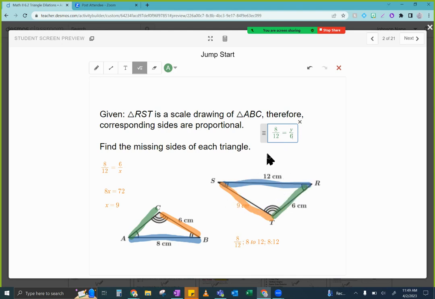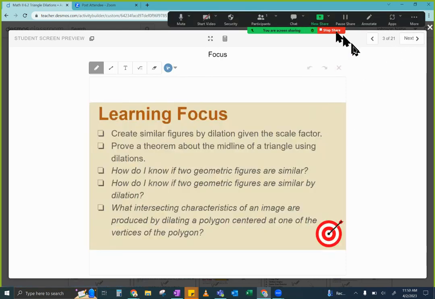And then I would do the same thing again. I would cross multiply, so I get 48 equals 12y. And then we go again, and we get 4 equals y. Ta-da! And we're done. So that's how you find the missing sides of that triangle. Make sure that you know how to do this. There's going to be a couple practice problems, either in the retrieval or ready, set, go. Just make sure you know how to do that. Okay.